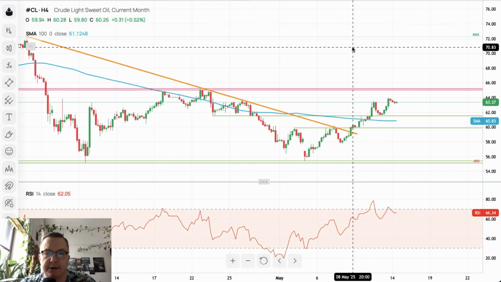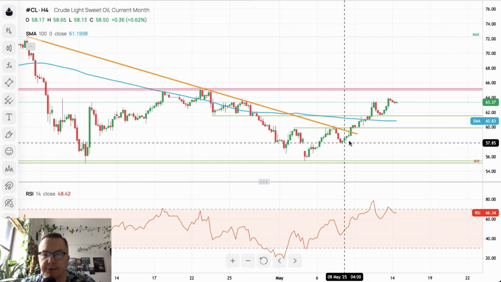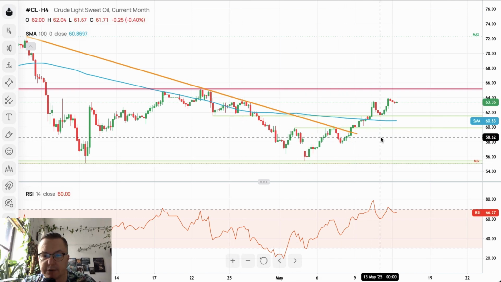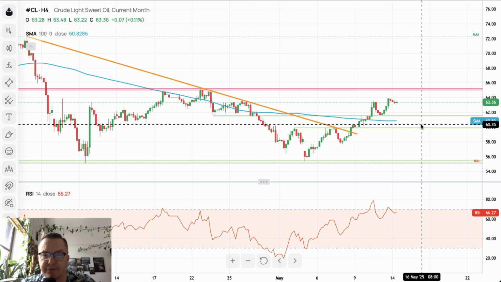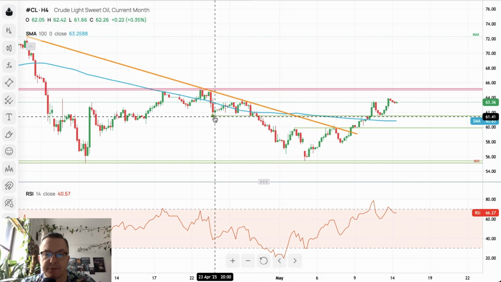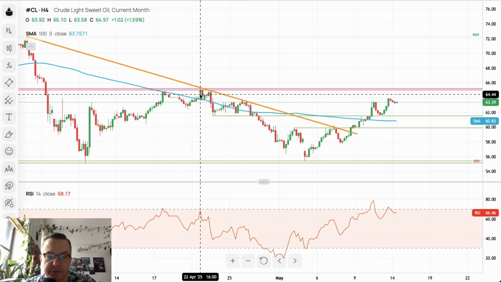Ahead of the data release, crude oil is looking quite bullish. We broke above the short-term trend line. We broke above the 100 periods moving average on a 4-hour time frame chart. There is a technical support at 61.53. Local highs are being made. The last one is 63.89. Next target is the swing high from the end of April 2025, located at 65.10.